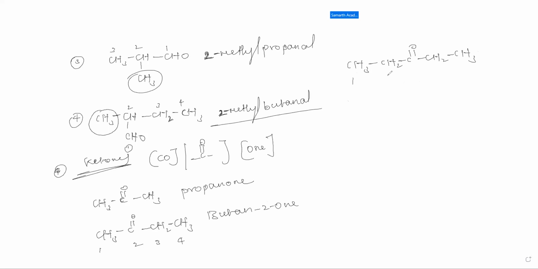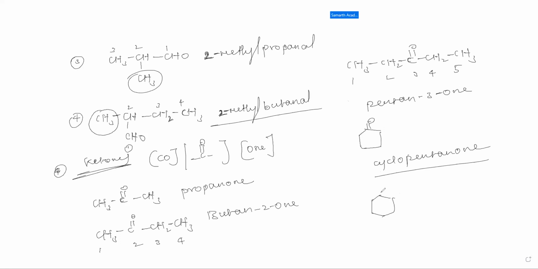So this is 1, 2, 3. So the third position contains the double bond O. So that is pentane, pentan-3-one. If it is a cyclic structure, you have to use cyclopentanone. So like this, you have to name. If it is a 6-membered ring, cyclohexanone.